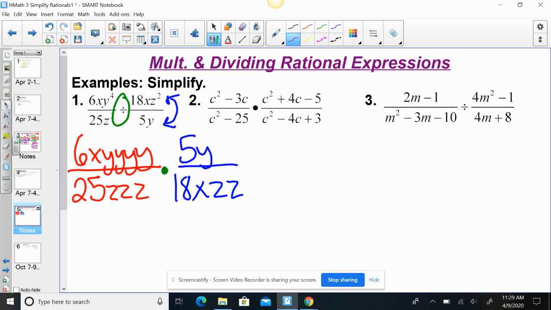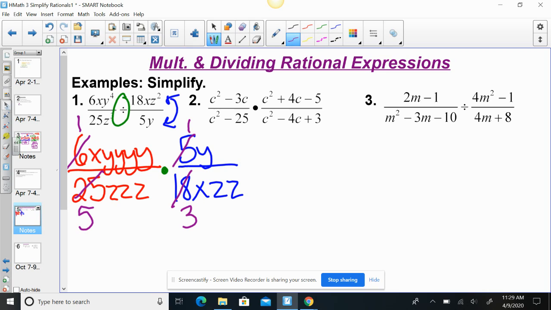All right, now I'm just going to look for my common factors. So 6 and 18 both can be divided by 6. 6 into 6 is 1. 18 divided by 6 gives me 3. 5 and 25 are both divisible by 5. 5 divided by 5 is 1. 25 divided by 5 is 5.